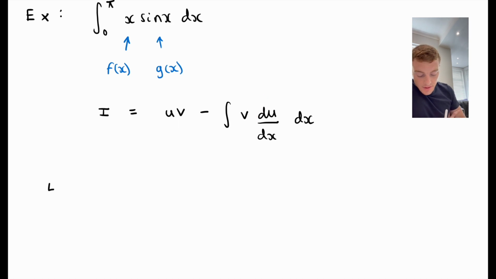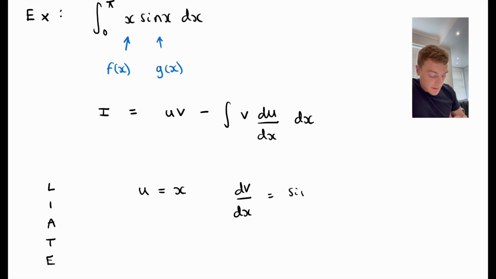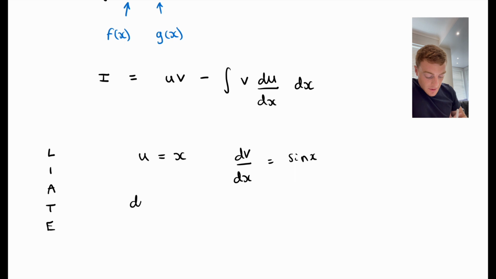Now let's use my acronym again, LIATE. I can see I haven't got any logs in my integral. I haven't got any indices. I do have some algebra, so that's x. But I also have some trig in sine x. But in LIATE, A comes before T. So I set my algebra, so u is equal to x. Then my dv by dx is going to equal sine x. So let's differentiate u. So du by dx is equal to 1.